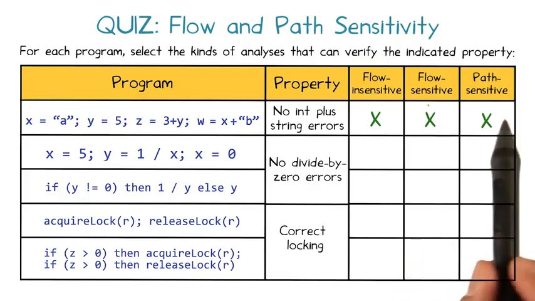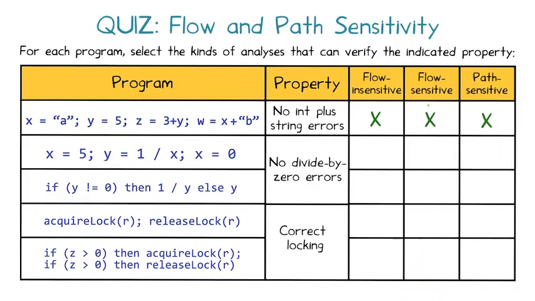Since flow-sensitive and path-sensitive analyses are strictly more powerful than flow-insensitive analysis, it follows that they too can prove this program free of integer plus string errors.